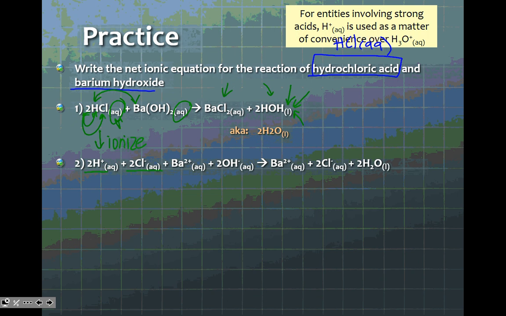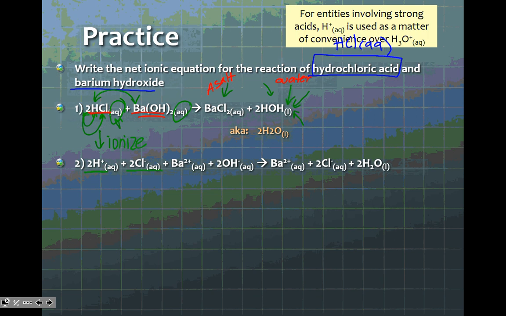If you haven't noticed already, kiddos, this is a neutralization reaction. Here's your acid, here's your base. Anytime you have an acid and a base, it neutralizes. This is a type of salt. And obviously the second product is always water. It's a double replacement reaction, it just happens to be a neutralization reaction. All right, anyways, back to business.